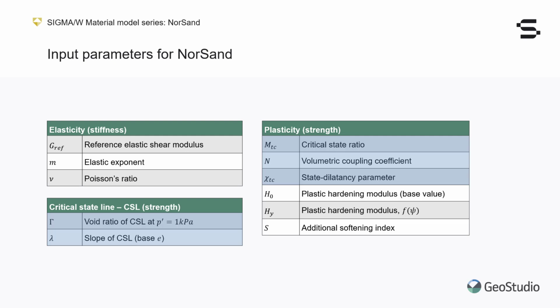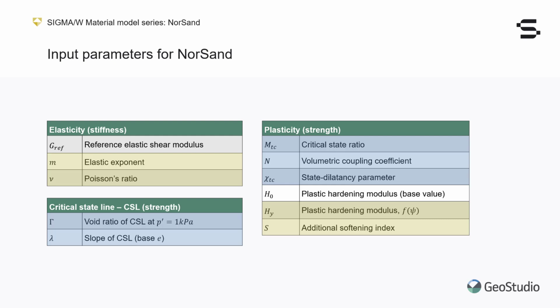As we just discussed a moment ago, we generally simplify our lives by assuming that the elastic exponent m and Poisson's ratio are taken as constants when calibrating the model, rather than undergoing a strict calibration process. Another simplifying approach we generally take is to avoid using hy and s when beginning a calibration process, as these parameters are optional in NorSand.